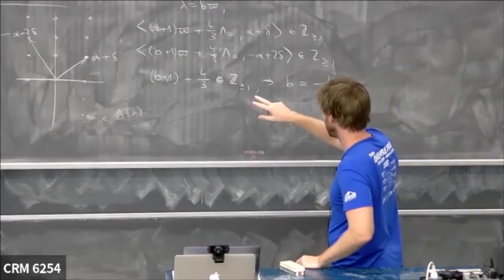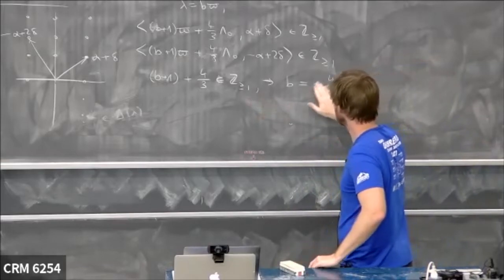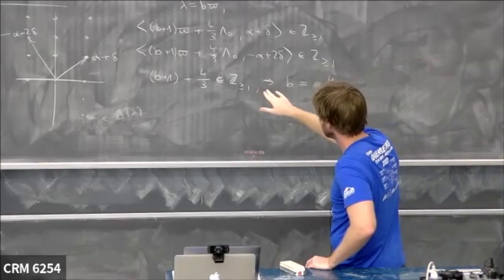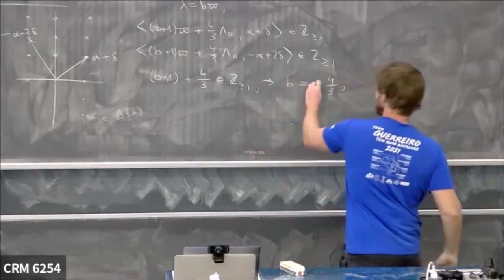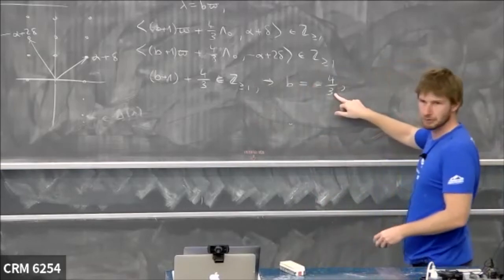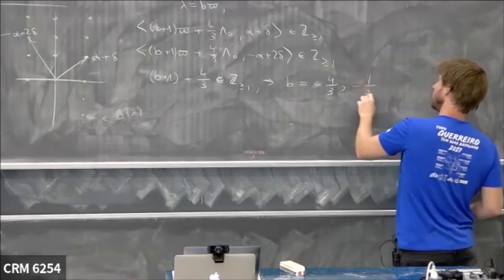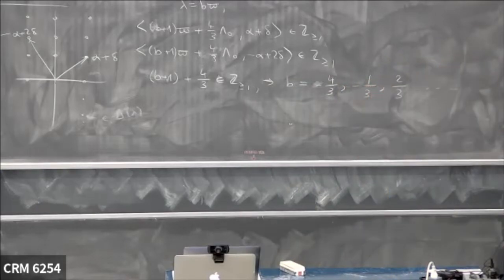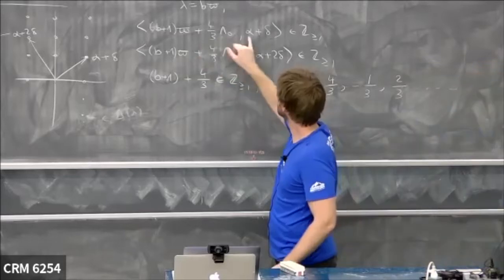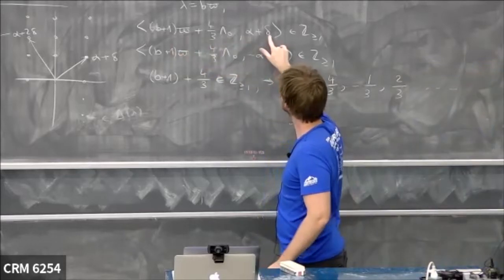I'm sorry, plus 4/3. B could be... yeah, I think B could be minus 4/3, right? Or, and then go up in stage. So 1 minus... I mean, that doesn't feel right, but it seems to be okay. B plus 1, 4/3.